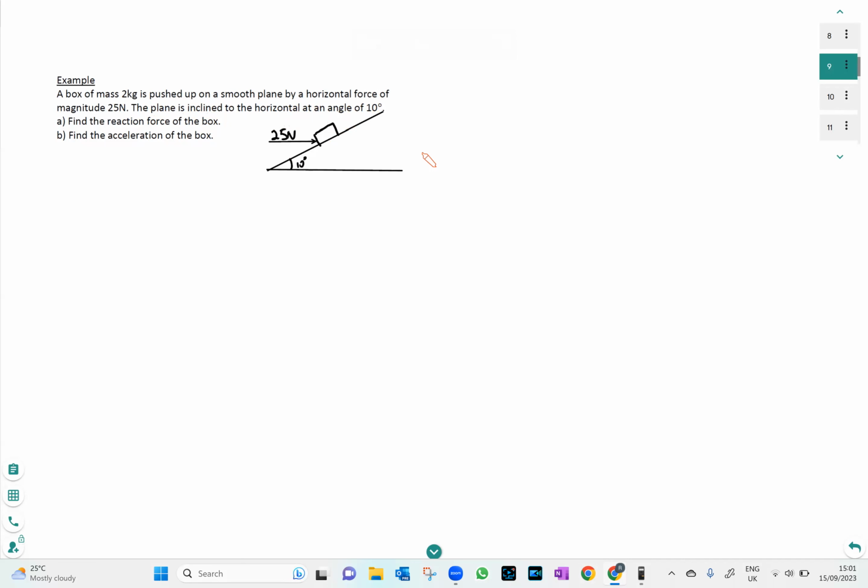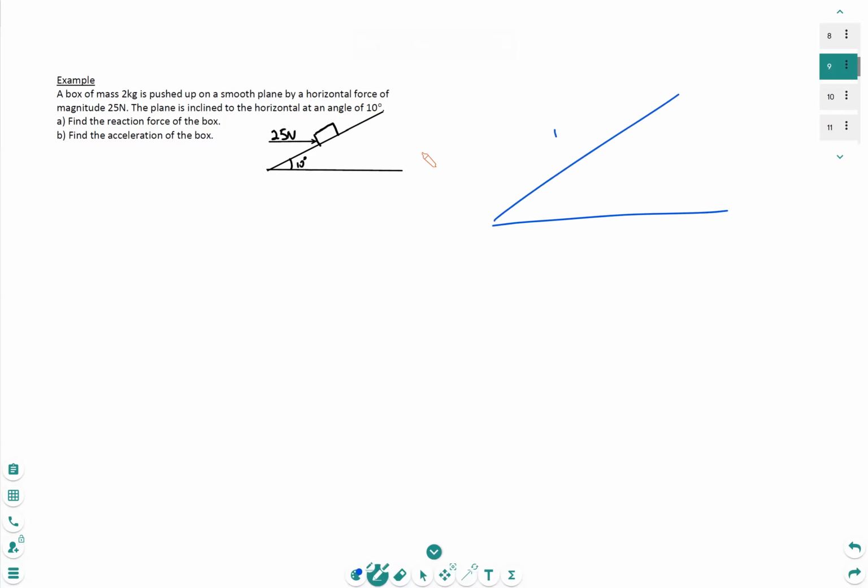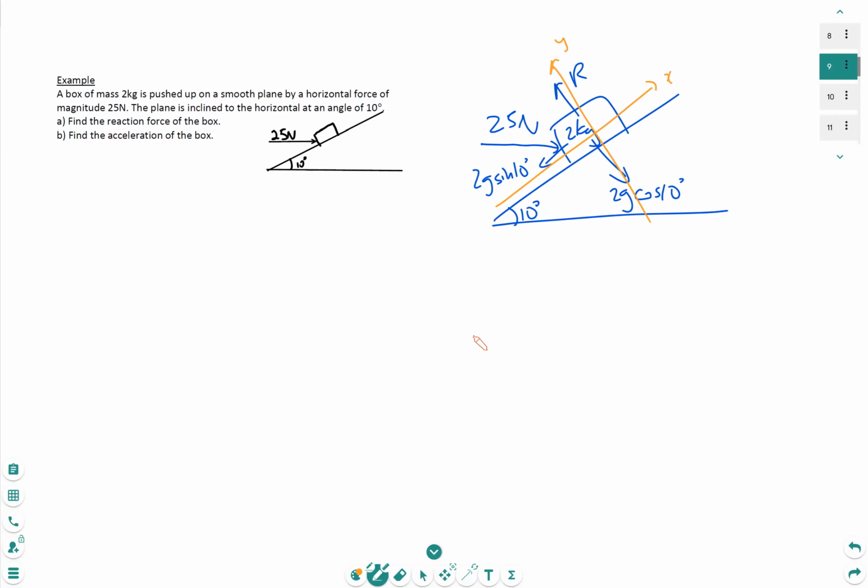So first of all, let's draw a diagram. So we know all the forces on there. So we've got 2 kilograms. As I've told you, the 3 forces: 2g cos 10, 2g sine 10, and reaction. Now, but this time we also have a 25 Newton force pushing in. So if you have your pencil, you will notice 25 Newton is not on the axis. So 25 Newton is not on the axis, what do we do?